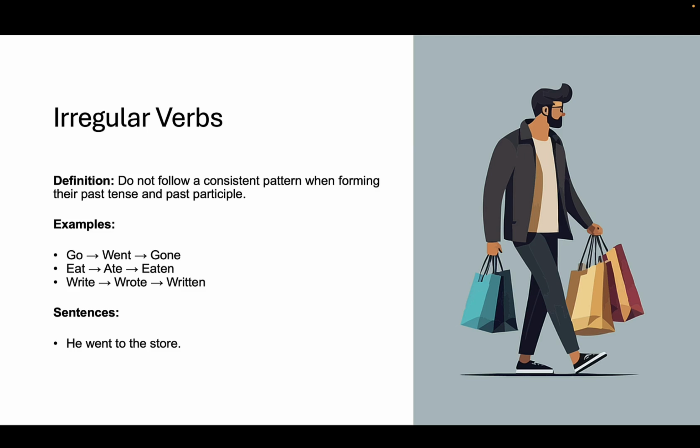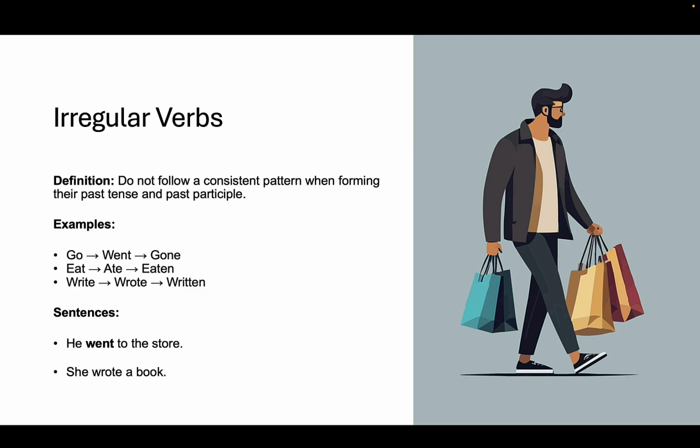Okay, so in this example sentence, he went to the store. What do you think the verb is here? Here, went is the irregular verb because it changes from go in a way that does not follow a regular pattern. He went to the store.